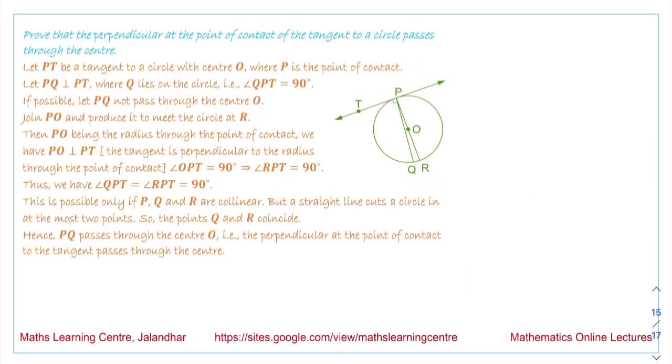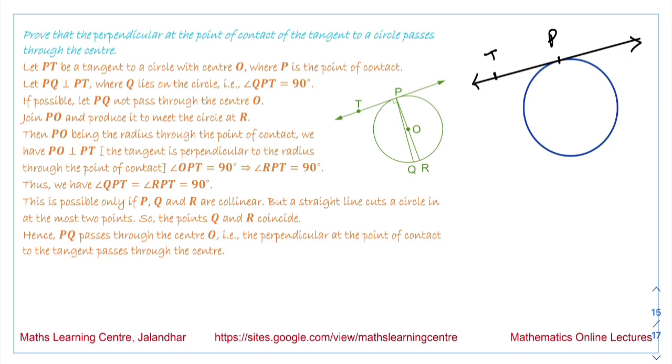Next is to prove that the perpendicular at the point of contact of the tangent to a circle passes through the center. So a circle is given to us, and we have this tangent to this circle. This is the point T and this is the point P. This is the tangent to this circle.